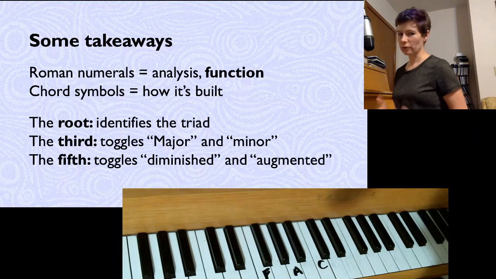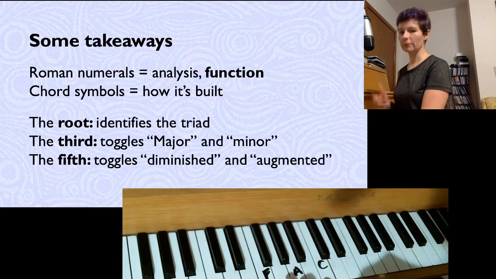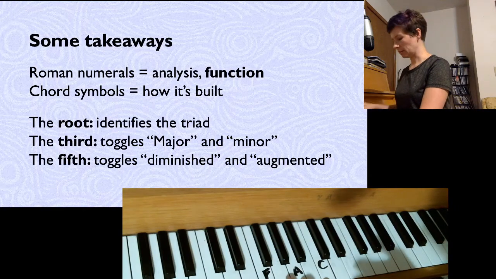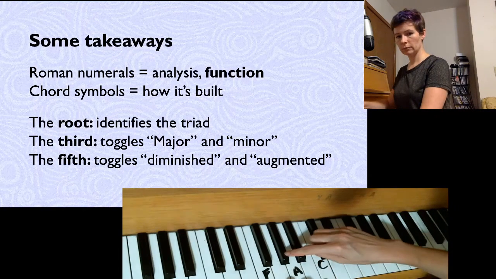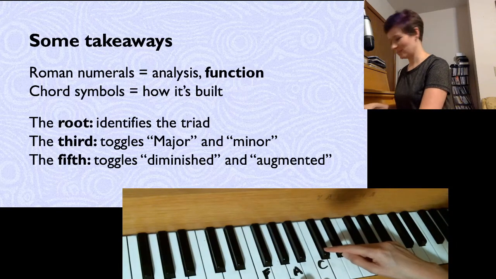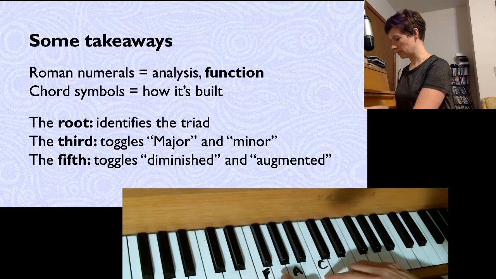And once again, triads have 3 parts, starting with the root, which is how I identify the triad. So if I say F chord, I mean that the root is F. Then there's a third, which you can think of as a toggle between major and minor. And there's a fifth, which you can think of as a toggle between augmented, or major and minor, or diminished.